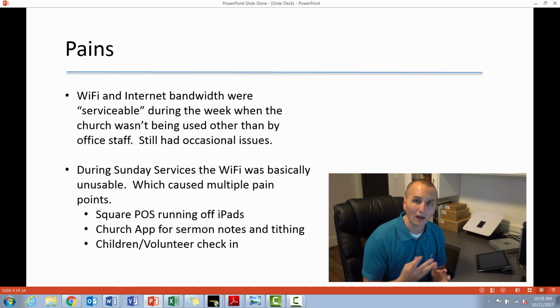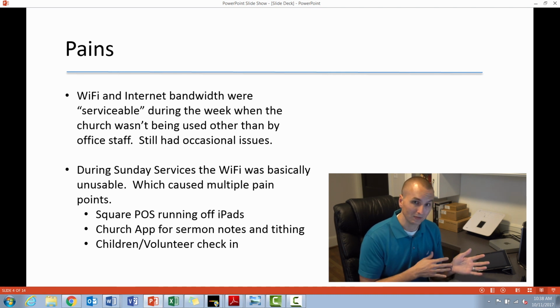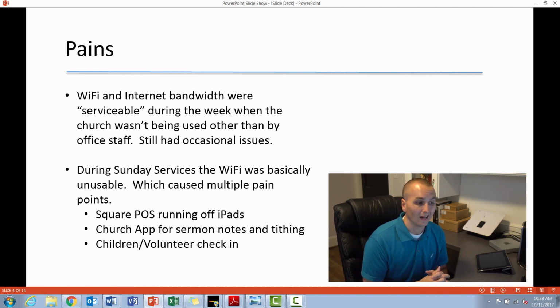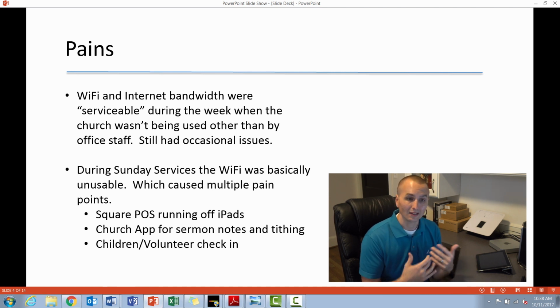You've got 4 access points that were primarily focused on 2.4, very little on 5 gig. And on top of that, you've got a 20 meg pipe and you're live streaming. So you can see the recipe for disaster there, why they were frustrated. And they had some important elements at their church that were having issues. Obviously, POS is important for the breakfast and so forth there on Sundays, but they also have some initiatives around a church app that helps out with sermon notes and things like that, as well as their check-in processes for the children and volunteers. So they had some pains.